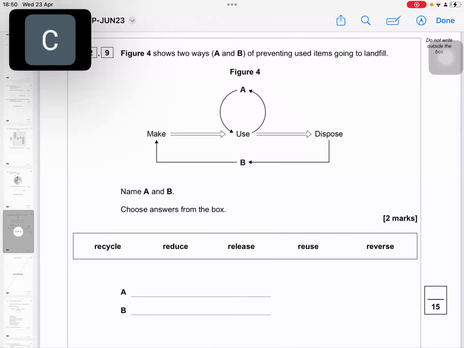Figure 4 shows two ways, A and B, of preventing used items going to landfill. Of course, that's recycling, I mean, that's obvious. So the first one says name A and B. Choose answers from the box. Of course, A looks to me like we're recycling. So 2 ways of preventing used items from going to landfill.